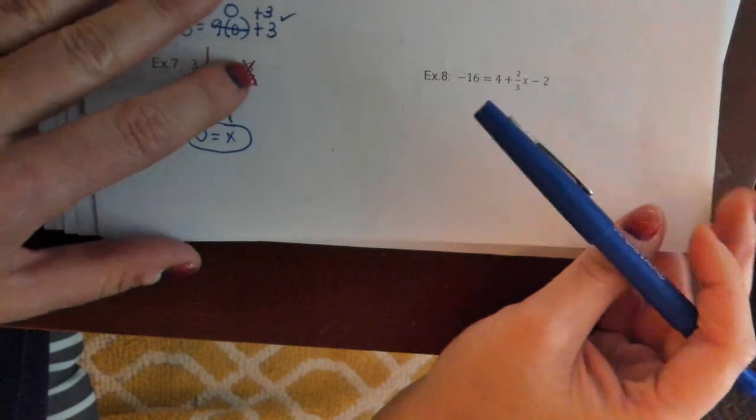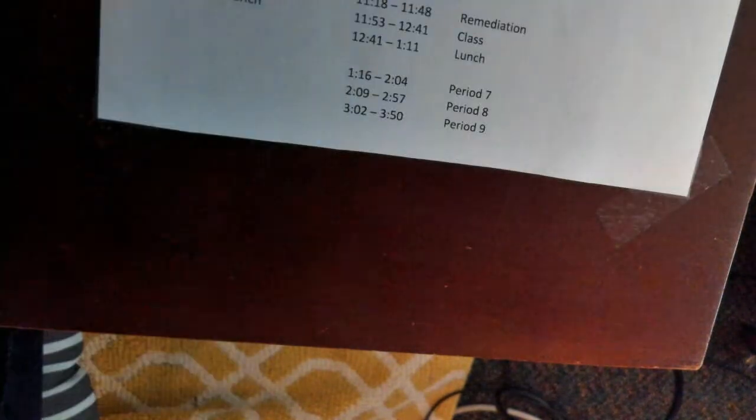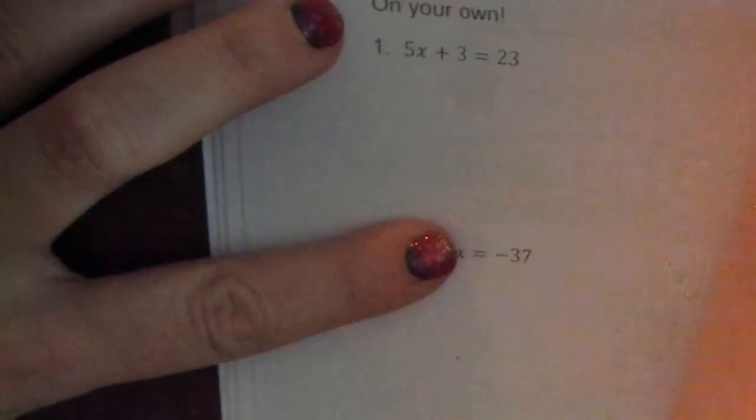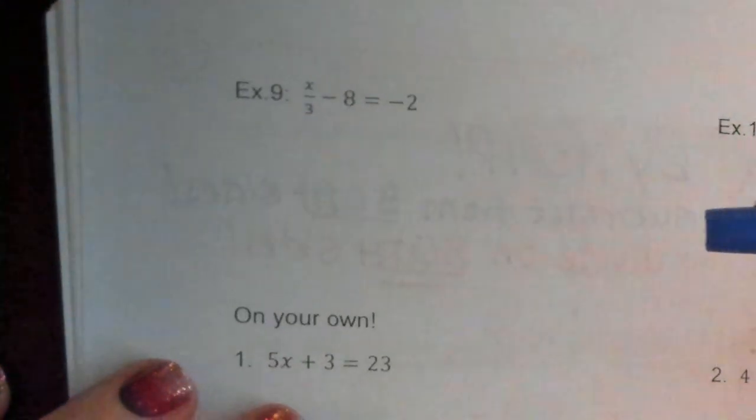All right, we're going to skip number 8. We're going to go ahead and go to the back. All right? Let's look at number 9. That one looks a little scary because it has a fraction, but you can do it, okay? Number 9.